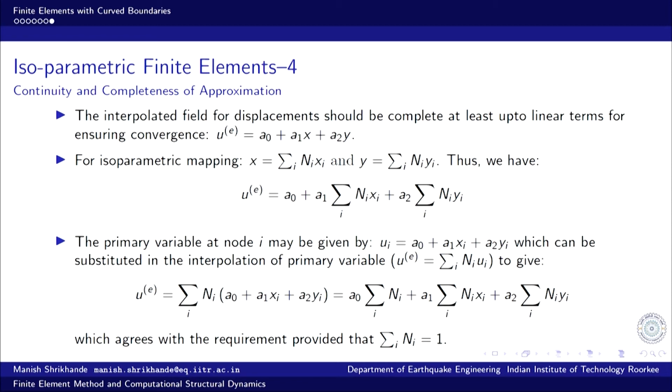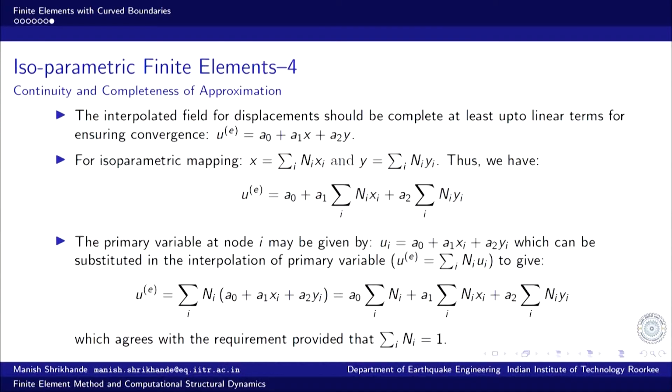So, this we can substitute in the approximation of the primary variable, because u is given by sigma N_I u_I. So, I can substitute this value of u_I into that interpolated form, and that gives us the variation of the primary variable within the element: sigma N_I times (a_0 plus a_1 x_I plus a_2 y_I). Then I can collect the individual terms: a_0 sigma N_I plus a_1 sigma N_I x_I plus a_2 sigma N_I y_I. Now, sigma N_I x_I and sigma N_I y_I are defined by isoparametric terms. So, this is equal to x and this is equal to y.